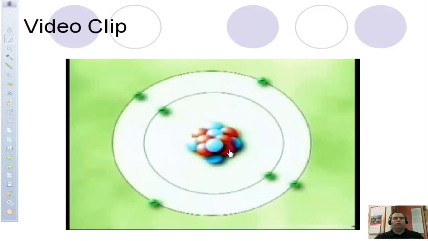Protons and neutrons are extremely large in comparison. What we'll close with today is that an electron is about 1,800 times smaller than a proton or neutron. So all of your mass is going to be found within the nucleus of an atom.